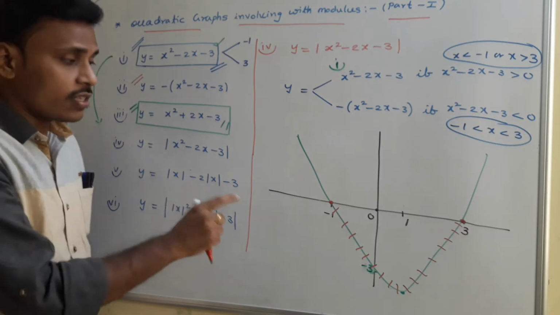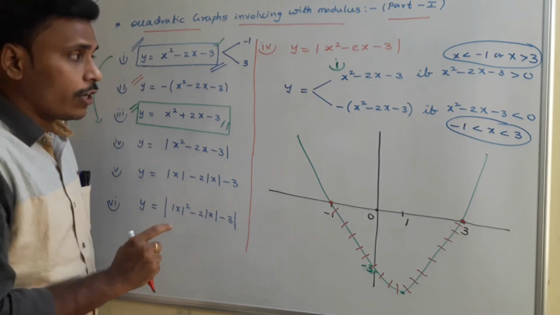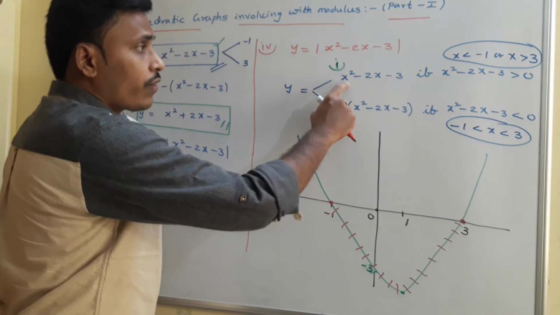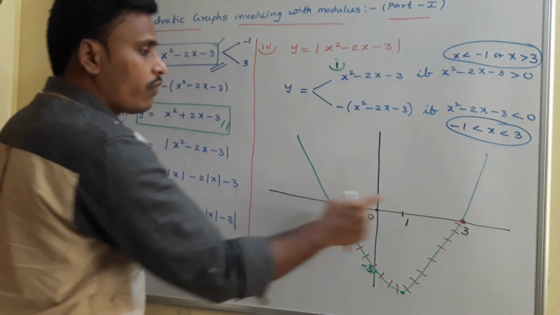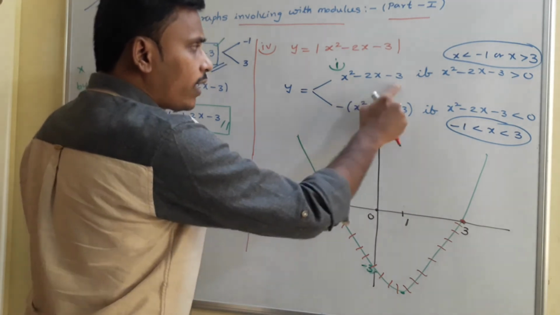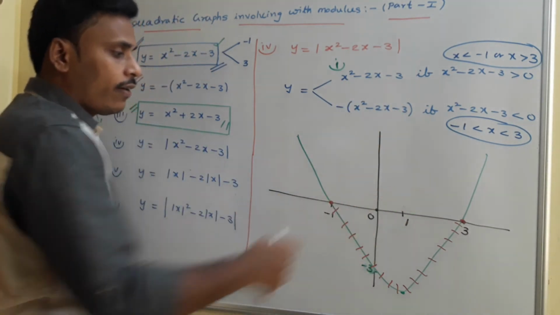Okay, so this is the graph. Just have a look. We need to consider the first expression only if x is less than minus 1 or x is greater than 3. So in between minus 1 and 3, don't take this graph. That's why I will cancel.